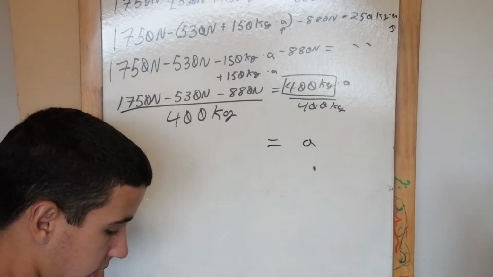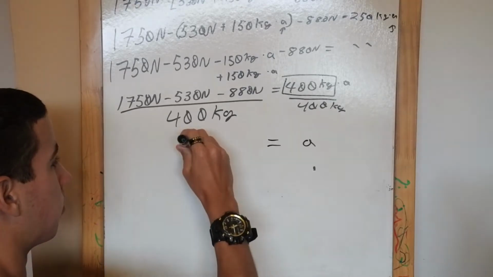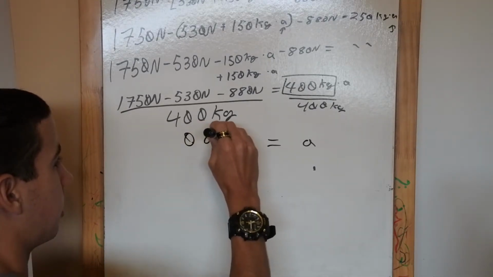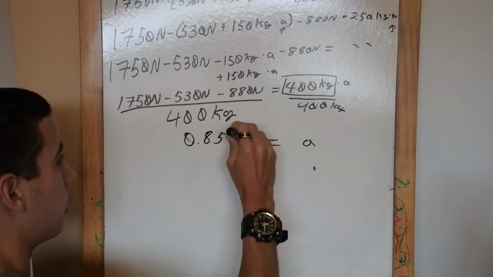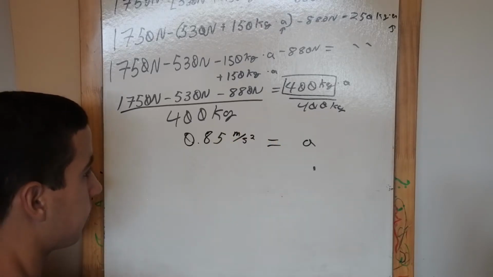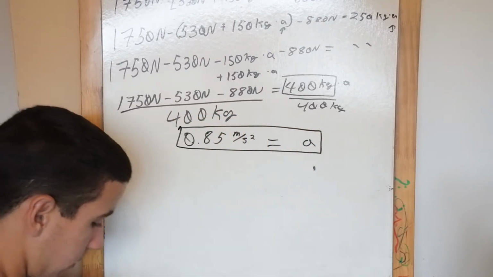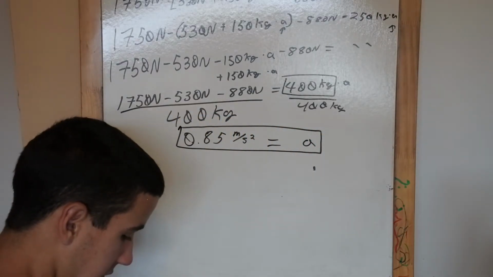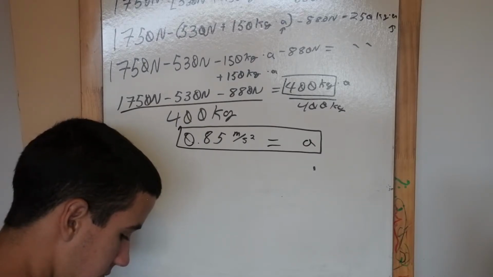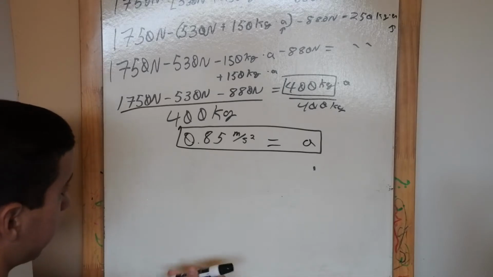So once you do it all, you should get 0.85 meters per second squared. Your number should round to that. This is the acceleration of both boxes after you calculate friction and the pull and the tension. But we're not done yet. We need to find the tension in the strings.